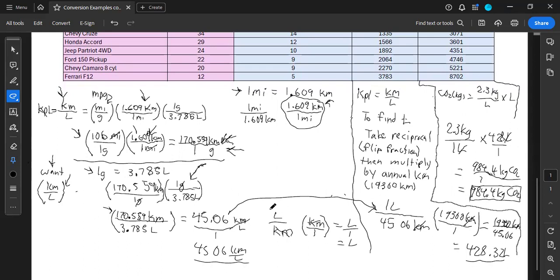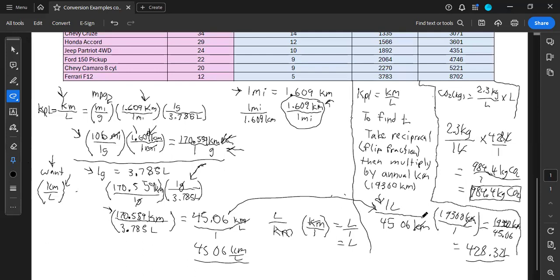Let's look at the dimensions here. We have kilometers per liter. If we just flip this upside down and make it liters per kilometer, then when we multiply it by that 19,300 kilometers, the kilometers will cancel out. We'll end up with liters, which is what we want. So all we need to do is take the reciprocal of this conversion factor, 45.06 kilometers over 1 liter. We're going to flip that upside down. That's what we did over here. We get 1 liter over 45.06 kilometers. And then we simply multiply it by that distance, 19,300 kilometers.